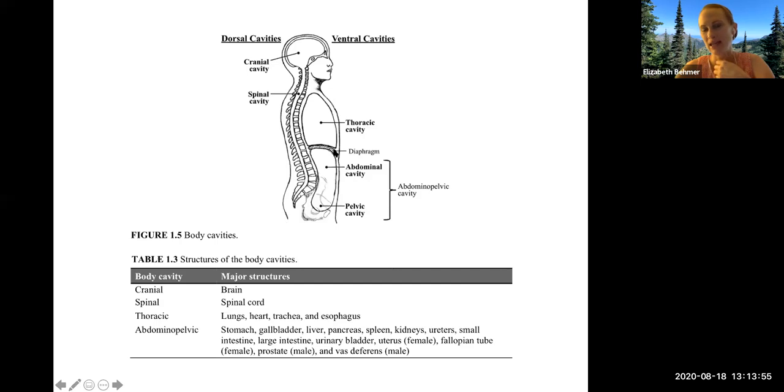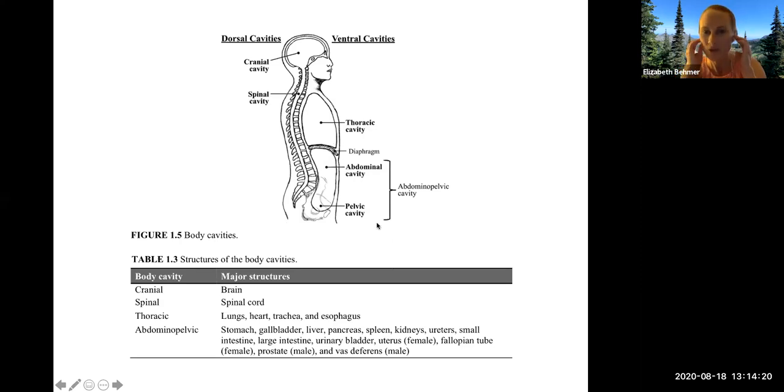Between the thoracic and the abdominal pelvic cavities, we have the diaphragm, which is your most important muscle associated with breathing. In the polio epidemic in the early 1900s, polio caused paralysis of the diaphragm, and without it, these kids couldn't breathe. So they were put in like these iron lung chambers. Maybe we'll talk about that more when we get to respiratory system, but that's your diaphragm.